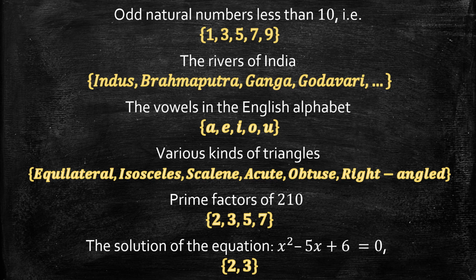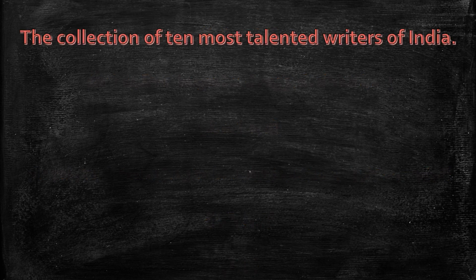So now let us take some other examples which are not considered as sets. Here is one such example, the collection of 10 most talented writers of India. The phrase the collection of 10 most talented writers of India is not considered a set because it lacks a clear and objective definition of what constitutes a talented writer. That means your definition of talented writers might be different from mine, correct?